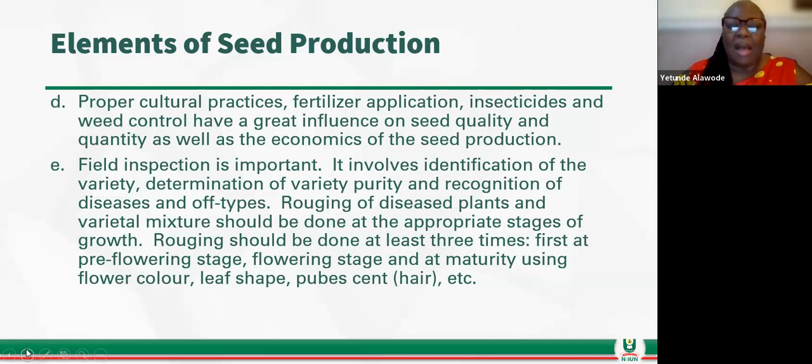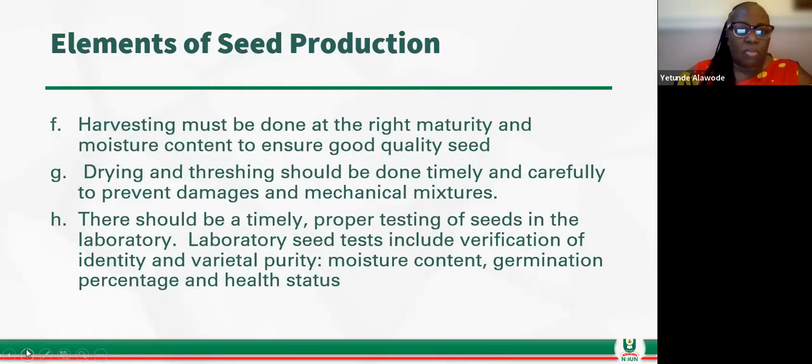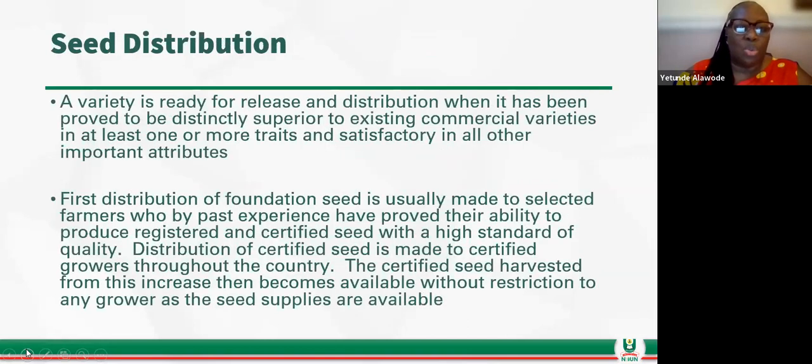because no matter how careful you are, you still see some off types, that's what they call them, on the field. But they are usually very few. If there are many, then the whole experiment is gone. The seed is not useful. But there can still be maybe one or two out of a whole 10 acres. You see maybe five, that is not a problem. But if you see them everywhere, then the whole thing is defeated. And once you see off types like that, you remove them. Then harvesting must be done at the right time, and drying and threshing should also be done with proper timing. So these are things that I want you to know.